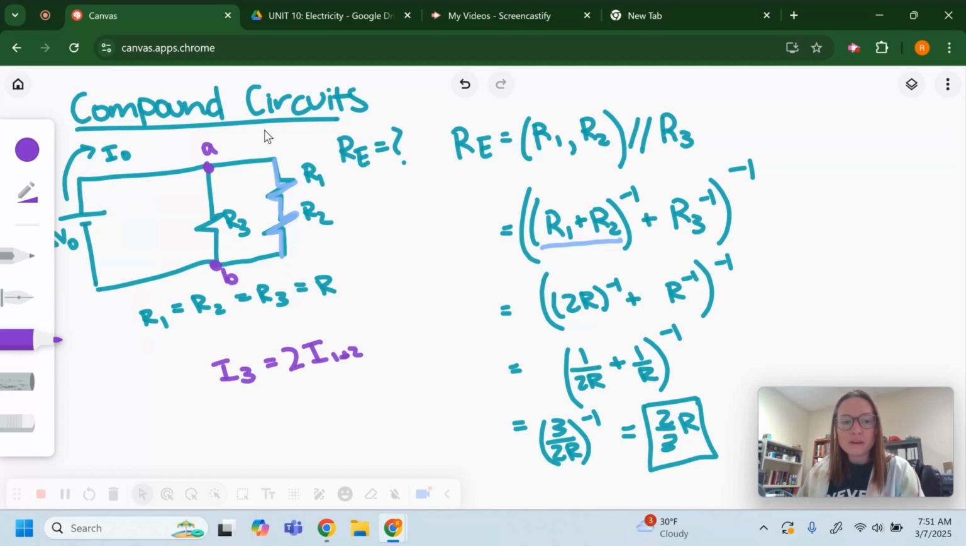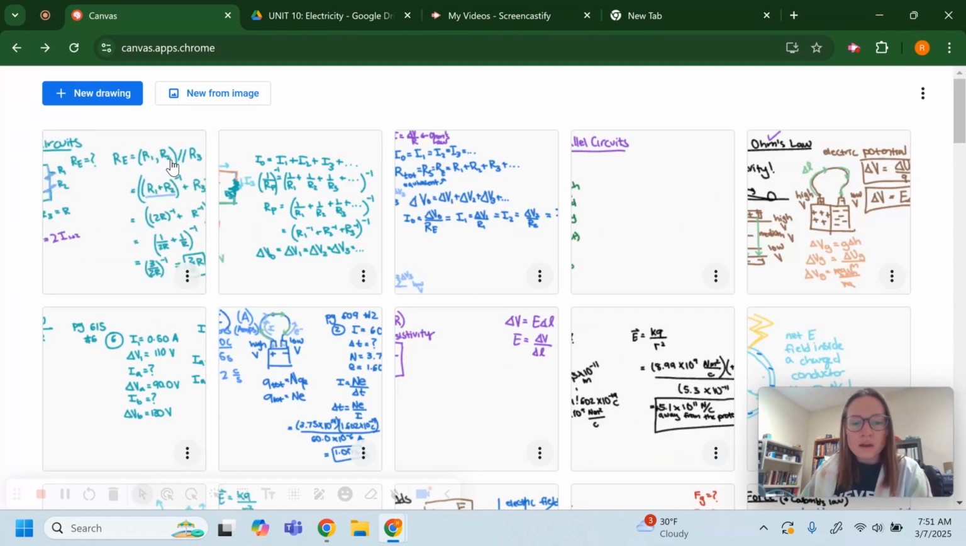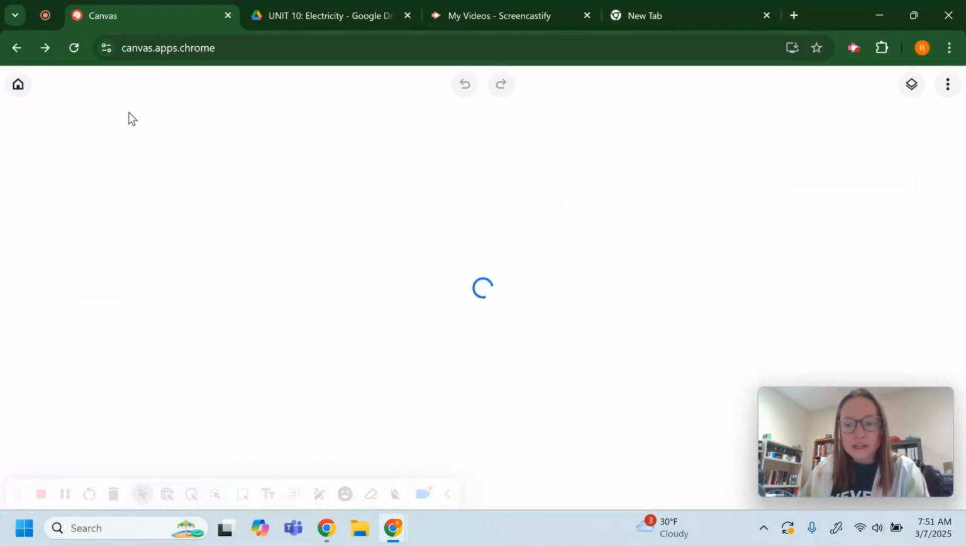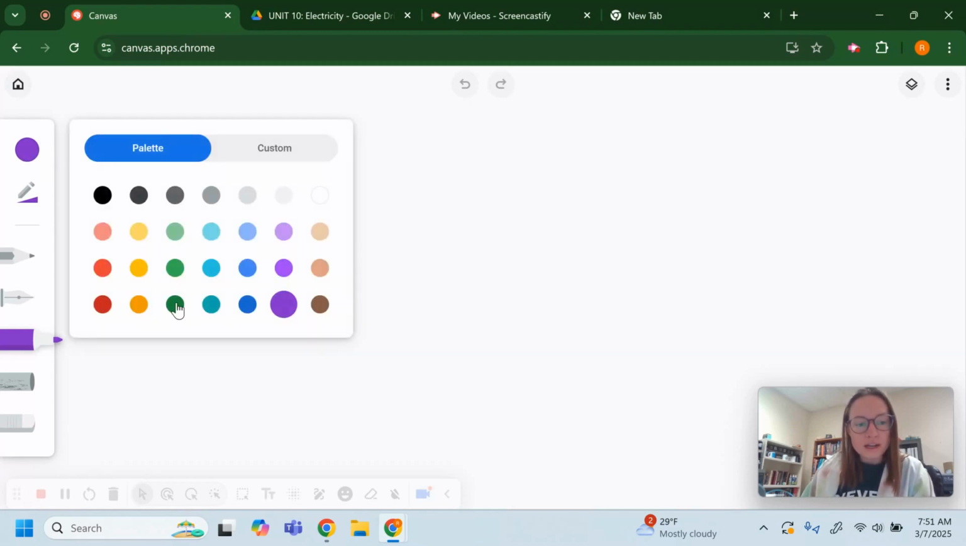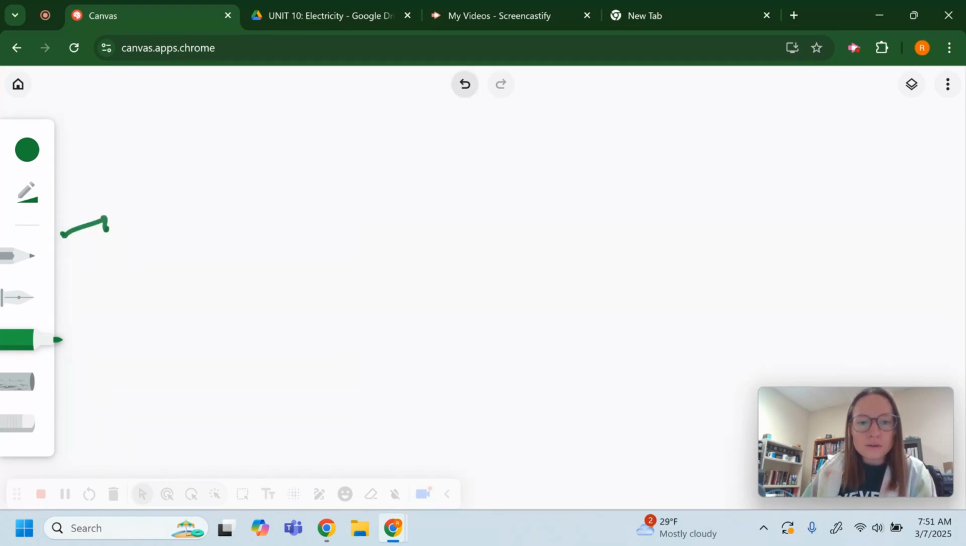Okay, now that we've tried one that's a little bit simple, I think we're ready for something a little bit more challenging. Go ahead and take your textbook and open it up to page 662. If you look on page 662, you will see a beautiful picture of a circuit. I'm going to do this circuit in green. It looks kind of something like this.